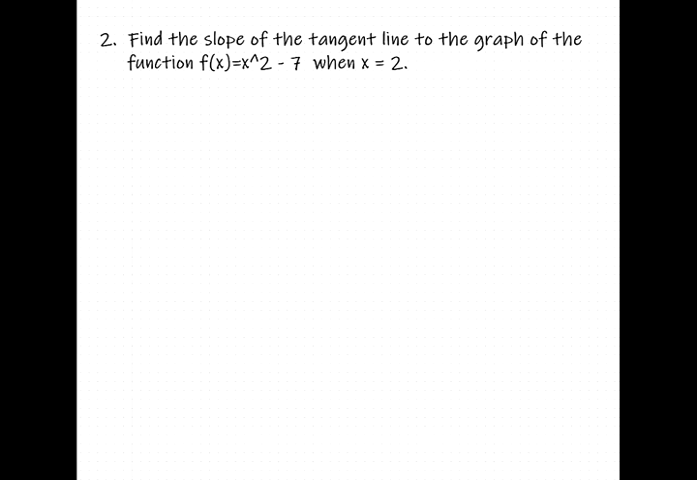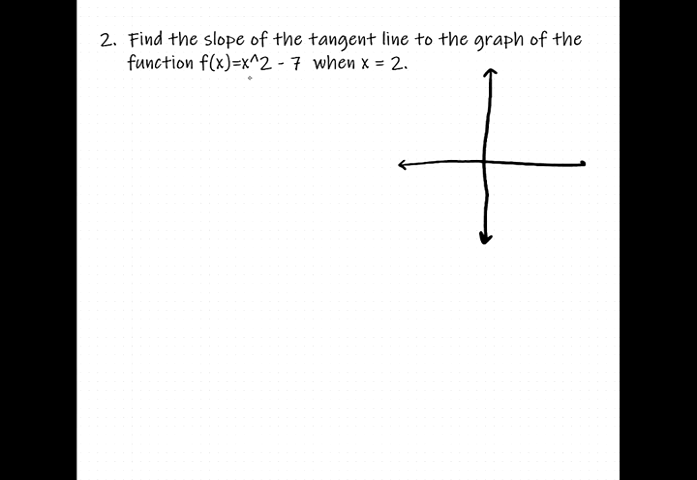Okay, find the slope of the tangent line to the graph of the function f of x equals x squared minus 7 when x is equal to 2. Before we start the problem, let's go ahead and graph this. It's not necessary to graph this for the problem, but just to give us an understanding of what's going on. Let's draw a quick graph here.